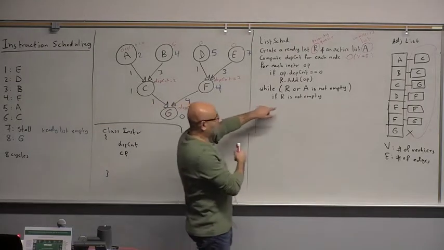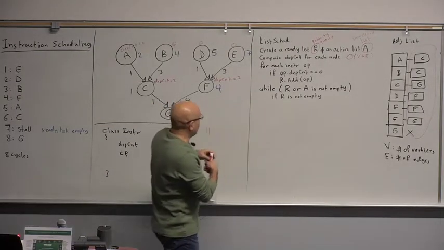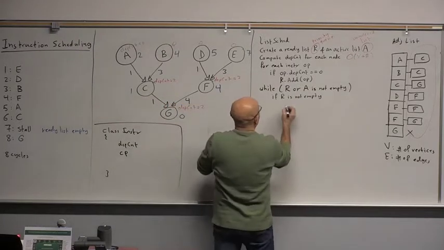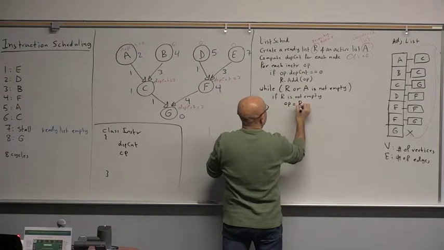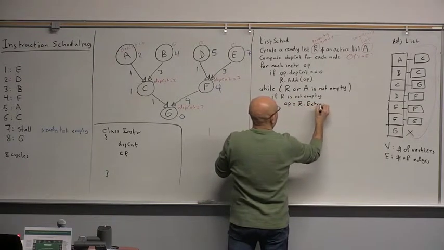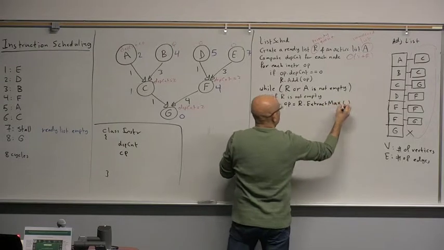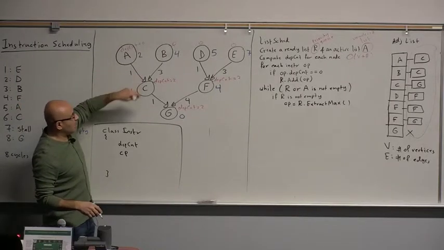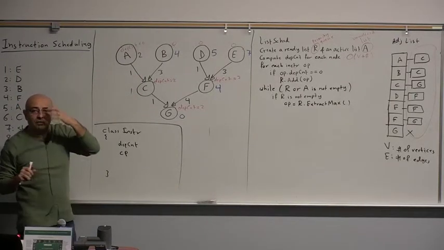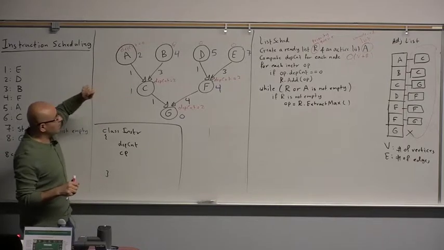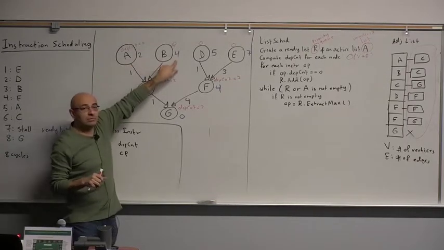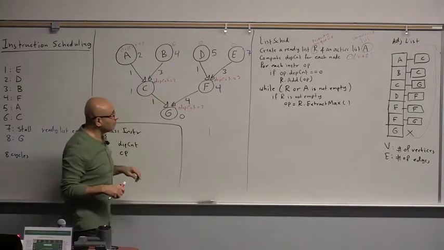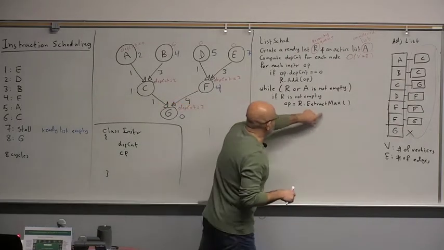Okay. And if R is not empty, then we extract the maximum from the ready list. So we do op equals R dot extract max. So extract the node with the maximum priority number. In this case, the key for our priority queue is going to be these numbers in blue. The numbers in blue are going to be the keys for the priority queue. So if R is not empty, extract the max.